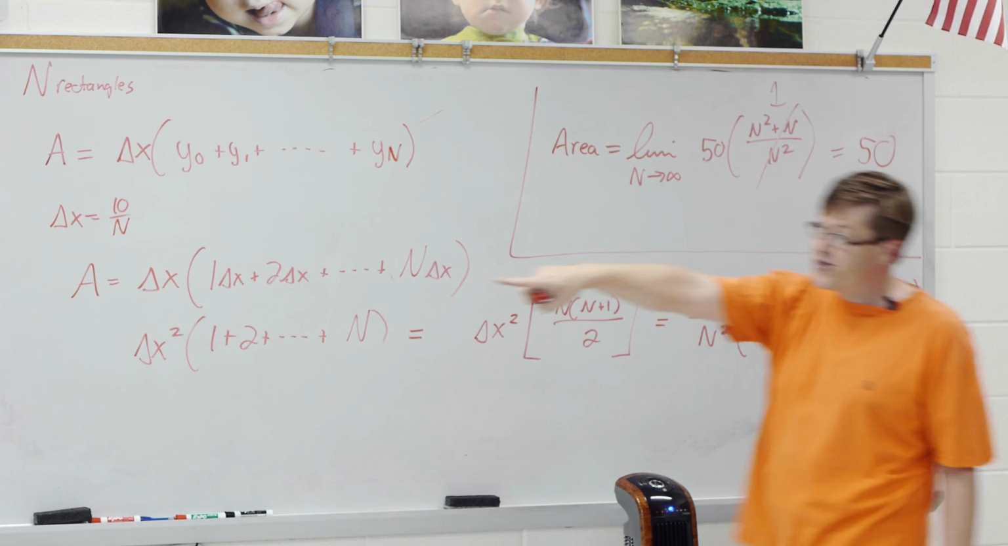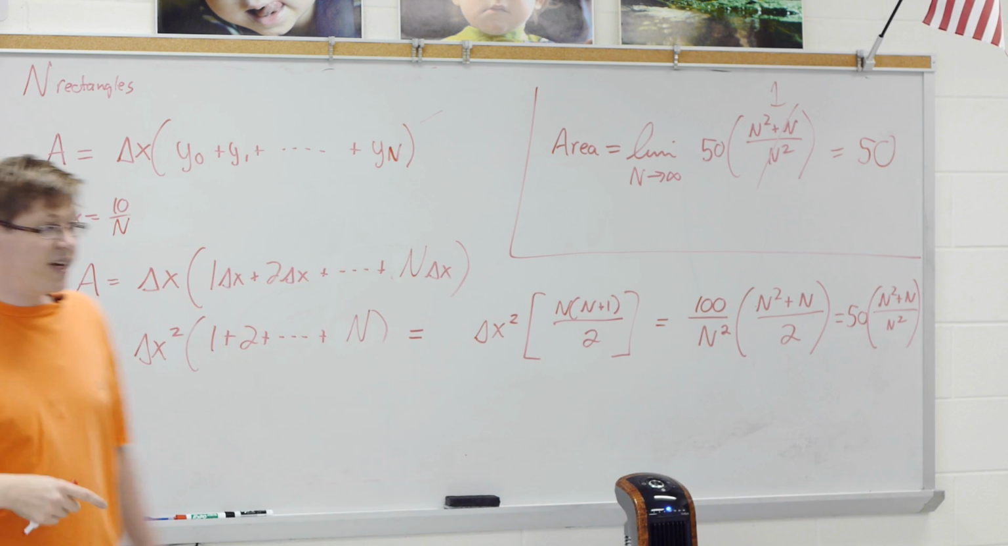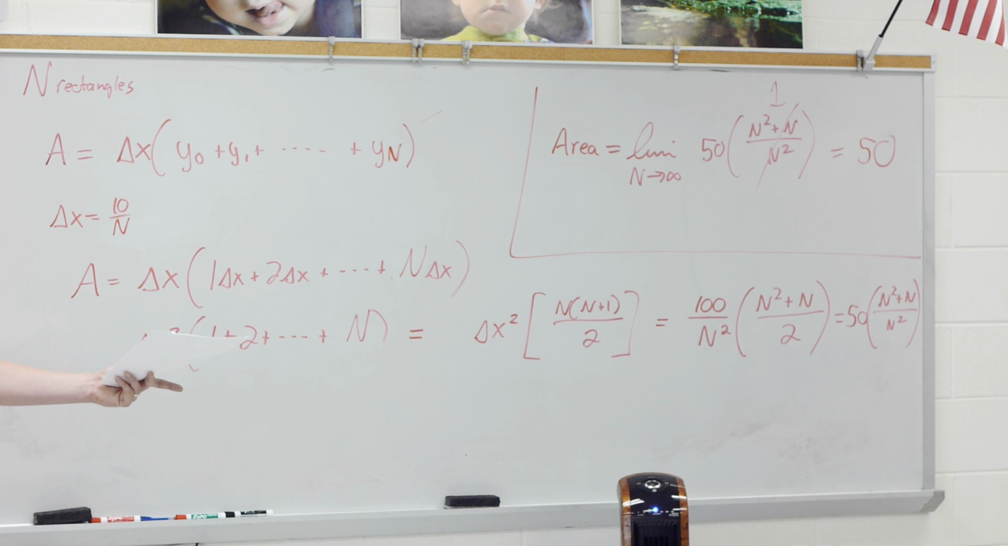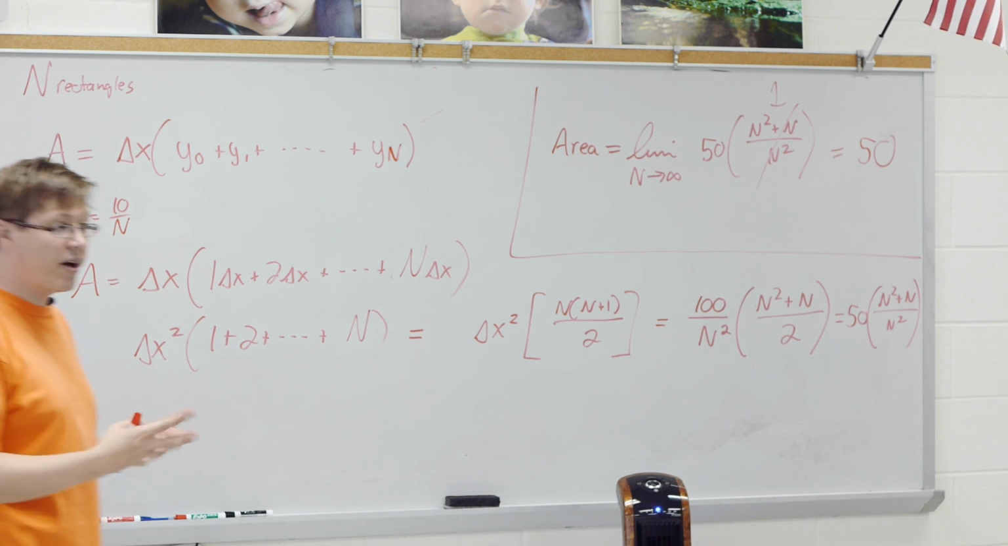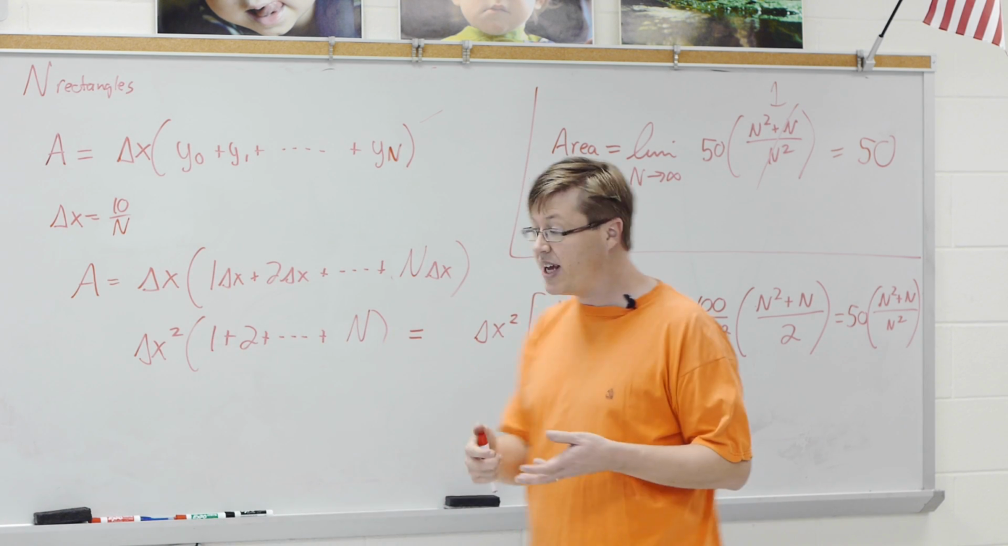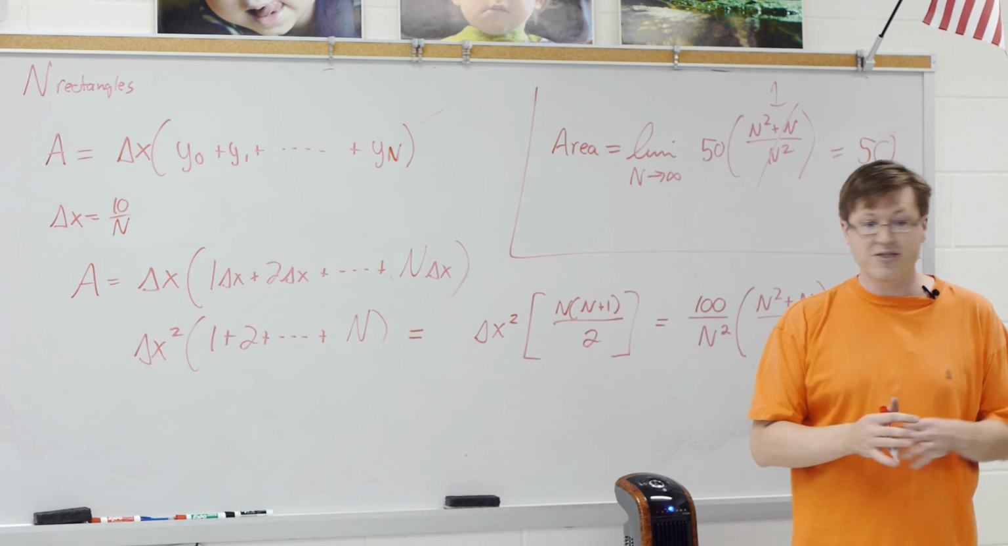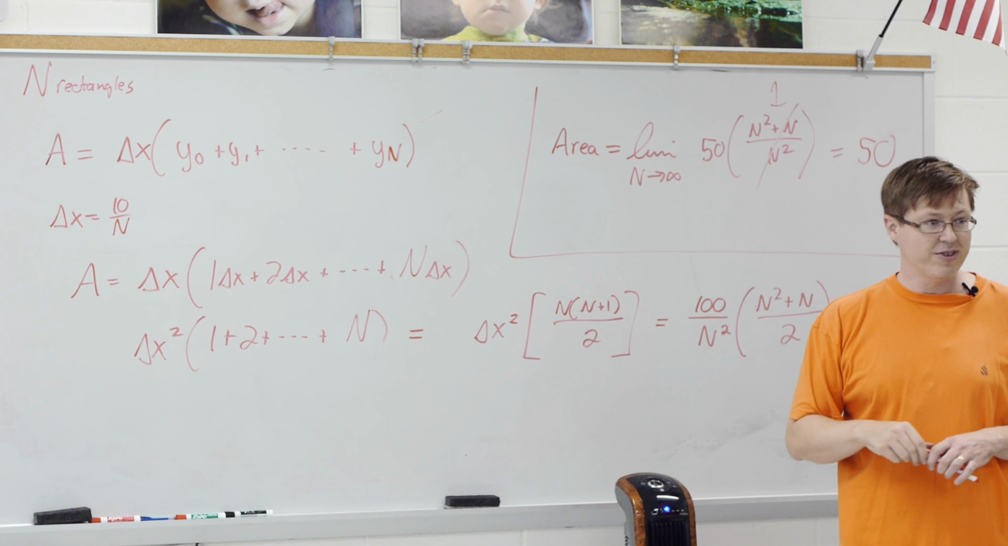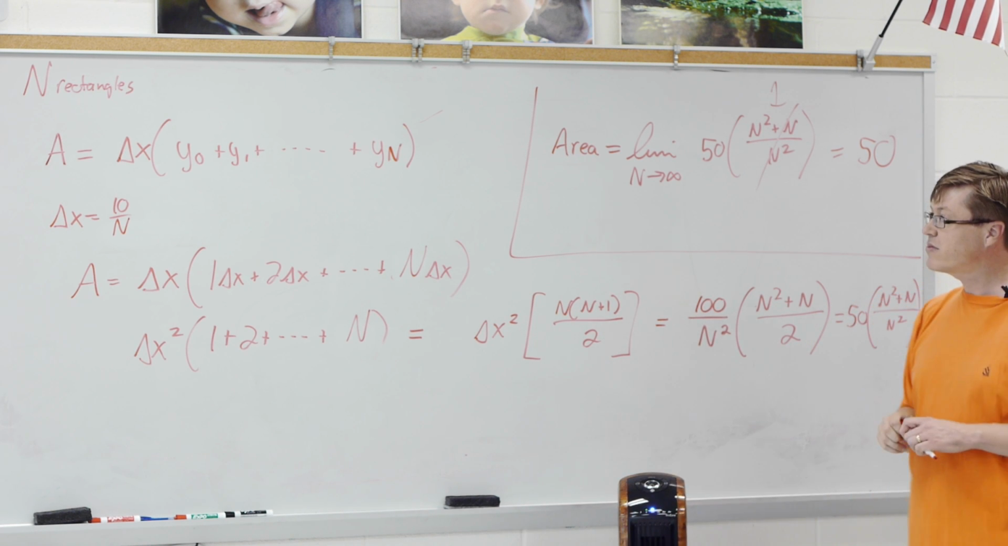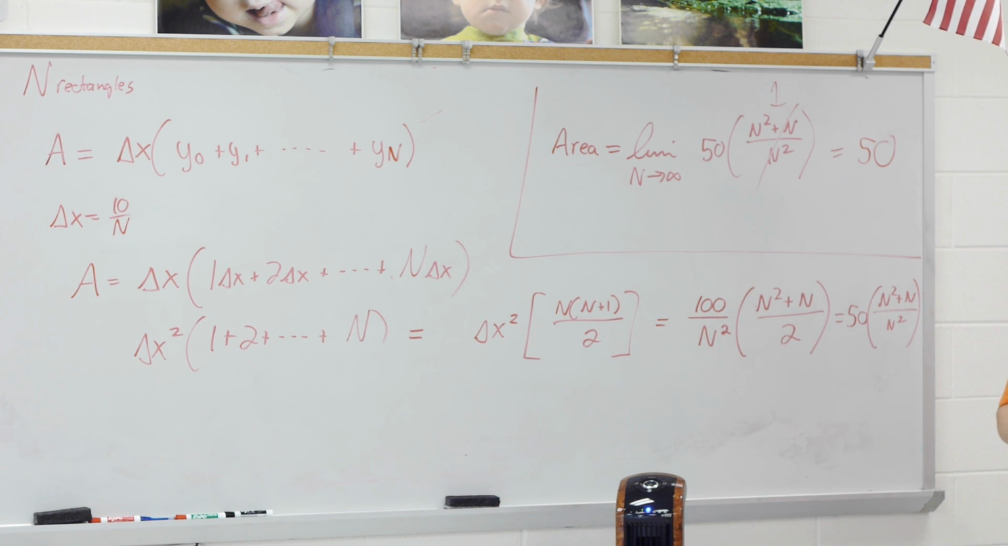And we saw that our first approximation was 55 with 10 rectangles, and I got 52.5 with 20 rectangles. So that's going to asymptotically approach as a limit 50, which I know is the right answer because that's the area of a rectangle. And that's the method of Riemann sums applied to a very simple problem.